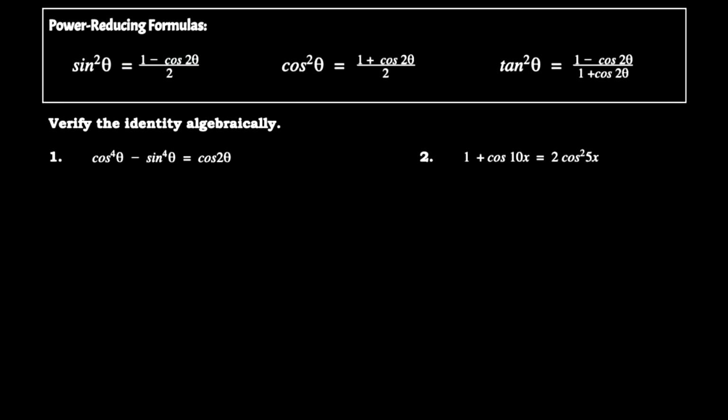It says verify the identity algebraically, which is just fancy math directions for saying prove this. In this first example, we have cosine to the fourth minus sine to the fourth equals cosine of 2 theta. And that doesn't seem like a very believable statement. Like we actually just saw that cosine of 2 theta equals cosine squared minus sine squared. So it's kind of weird if someone came up to you and told you that cosine of 2 theta actually equals cosine to the fourth minus sine to the fourth. But it is true, and we can try to prove it.